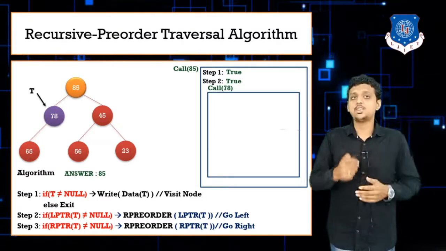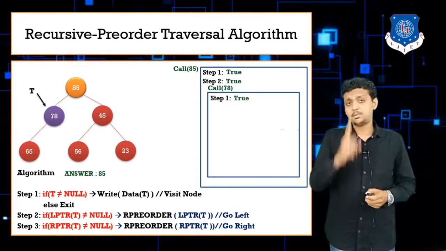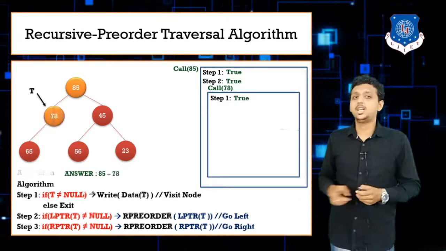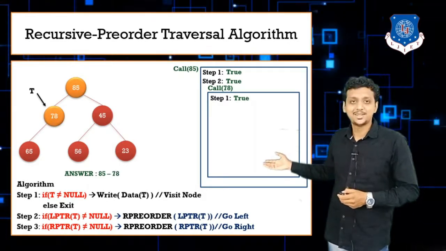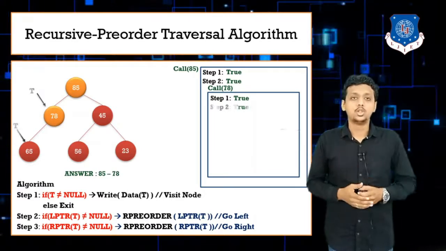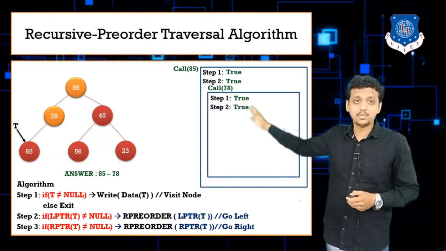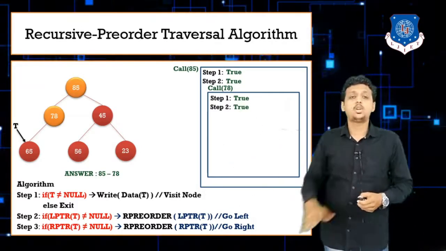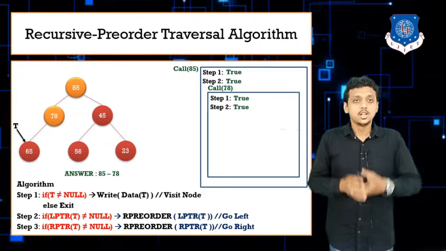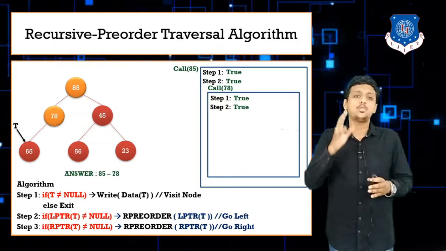Step 1 for 78. Here step number 1 becomes true because the node is there. So you just need to write down the data. Here I am writing 78 in my answer. Then let's move towards step number 2. Here step number 2 is true again because there is a node on the left of 78. After visiting 78, I move towards 65. So here I'm going to call the function for 65.